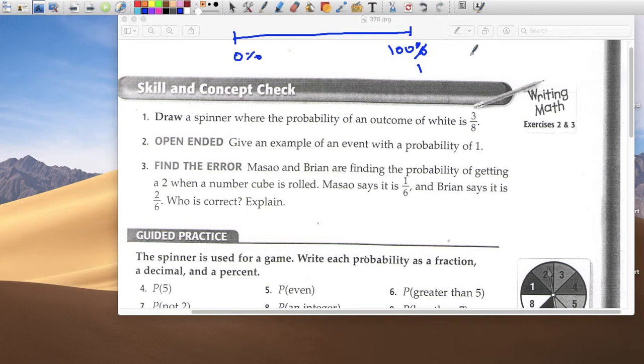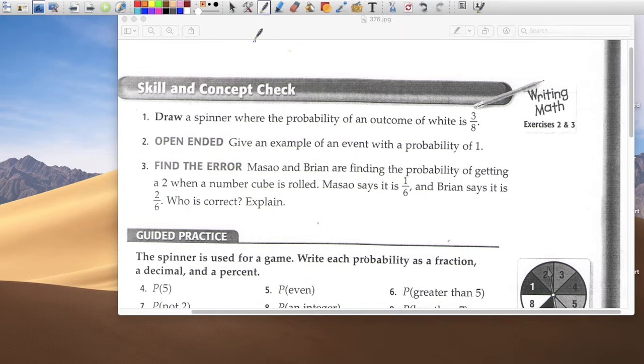And I'll just use the very common one. The sun, although it doesn't look like it, the sun will rise tomorrow. It's guaranteed to happen. Right? That's 100% going to happen.